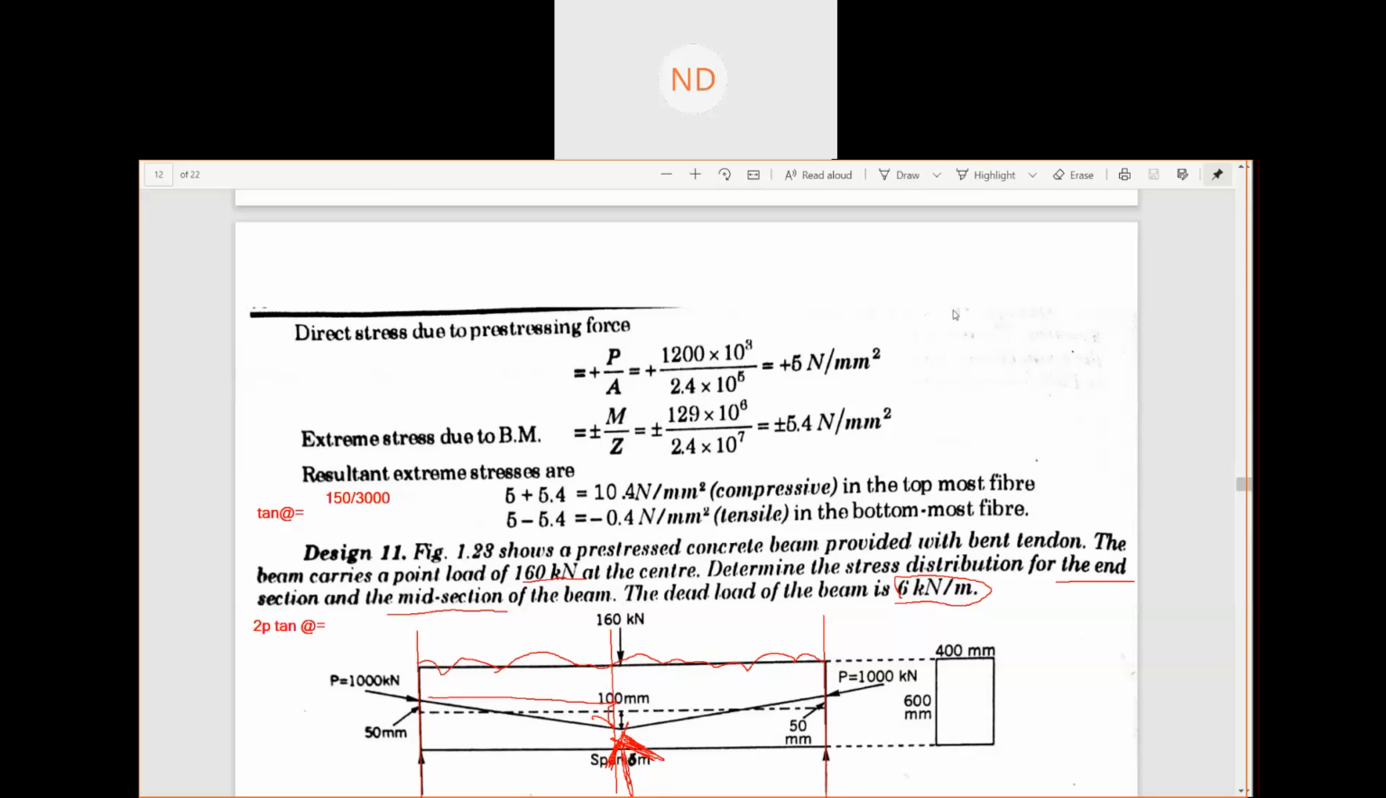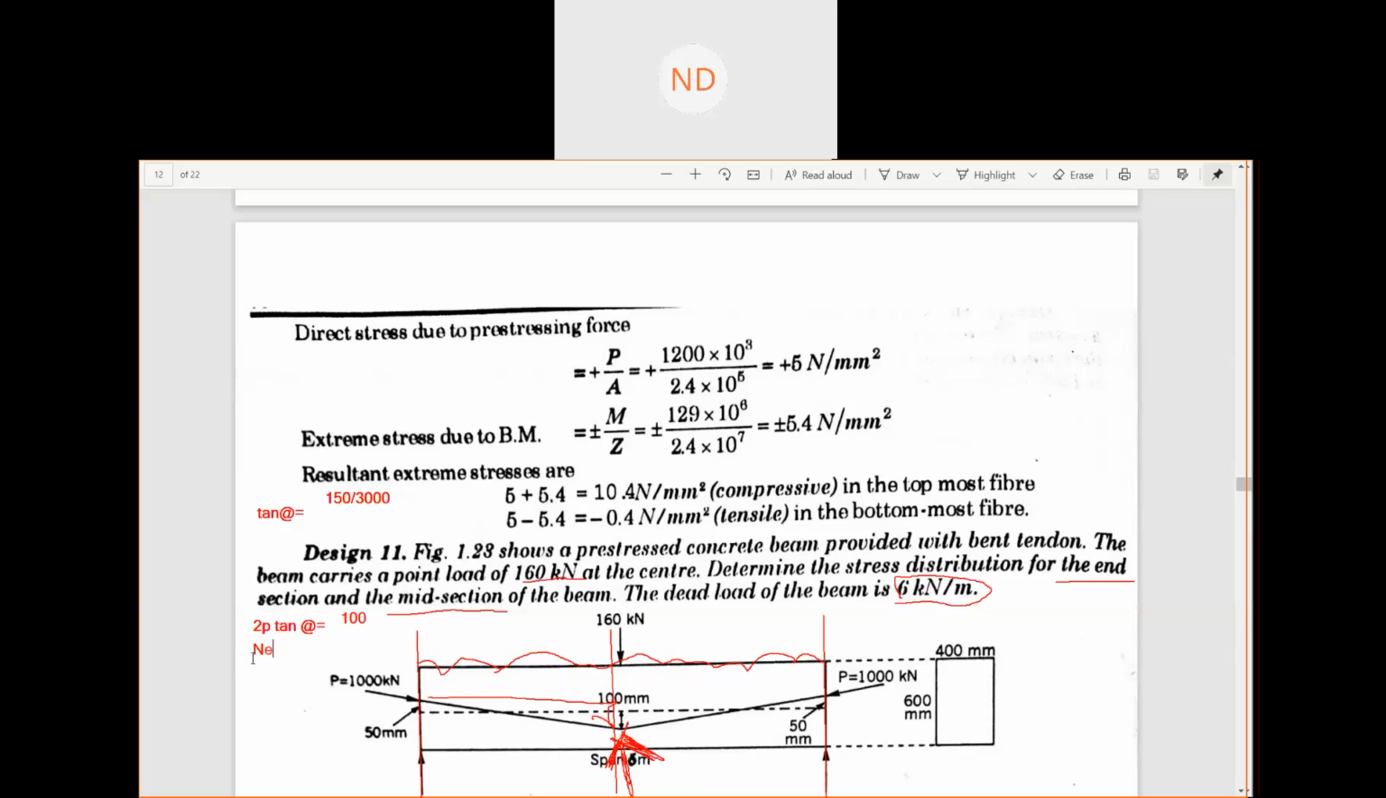Okay, everybody got 100. Type in the chat box, I can see. Others also 100. That means it is 100, 2P tan theta is your 100. So now once you know this upward thrust, then you can find out what your net load is.